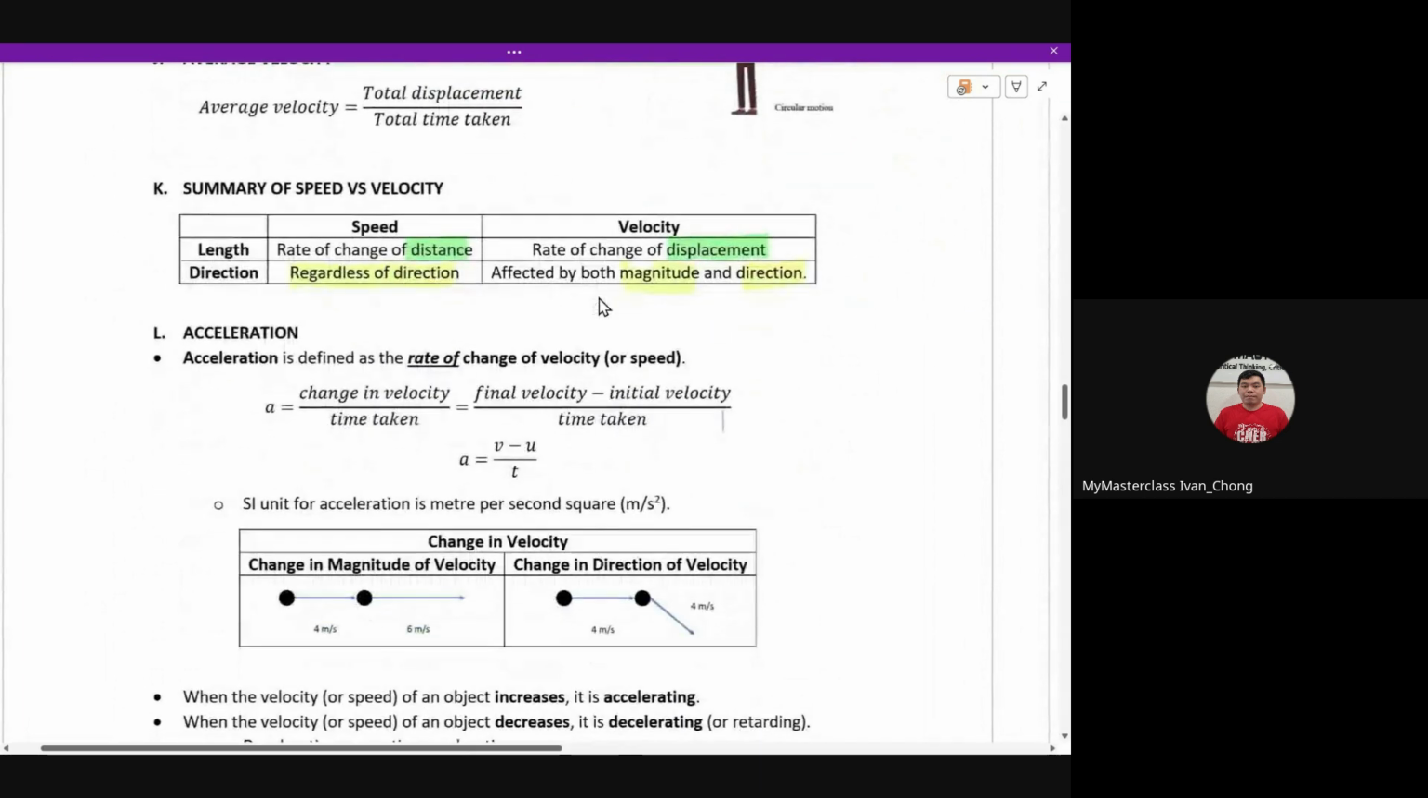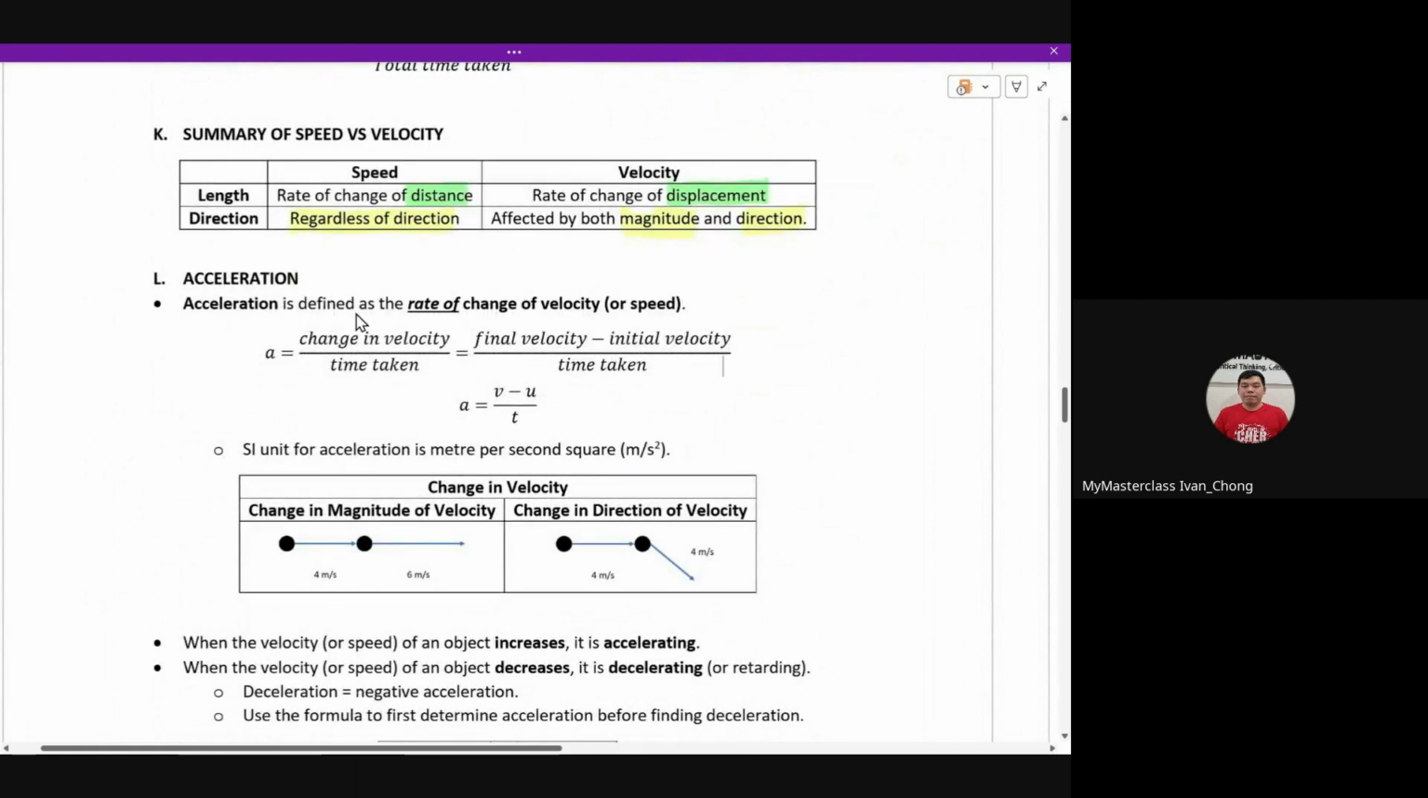So if you notice down here, acceleration is the rate of change of velocity or speed. Because here we assume the object only moves in one direction, which is basically your velocity. If your object is only moving forward, that means you have the same speed and same velocity, because forward is just one direction. So basically, your acceleration formula is the rate of change in velocity or change in speed.